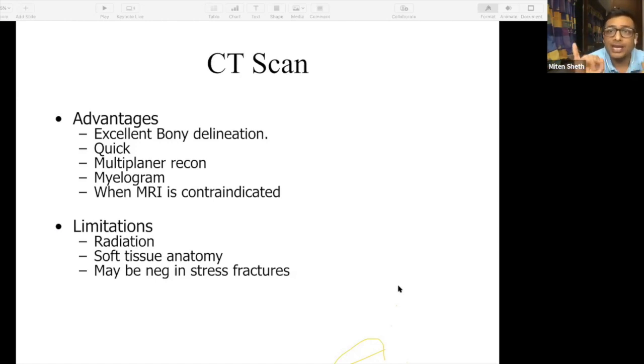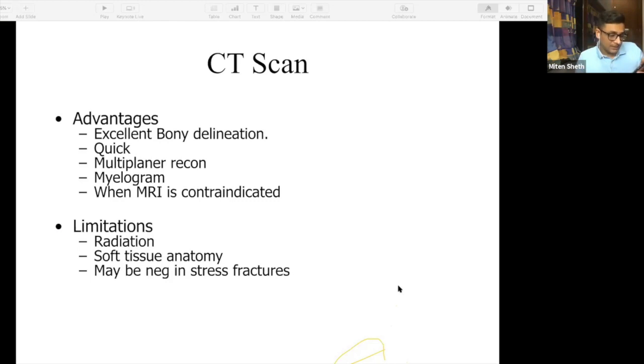It is a quick image, which means it does not take time. It's not a 45-minute to 1-hour test. The other thing is the tube is small, so the patient does not feel claustrophobic. You can combine a CT scan with a myelogram and get an idea similar to what you get on an MRI. I will explain later when the myelogram images are seen. And CT scan is the only imaging we can do when MRI is contraindicated. MRI is contraindicated in certain cases, like when the patient has a pacemaker or a clip in the brain.